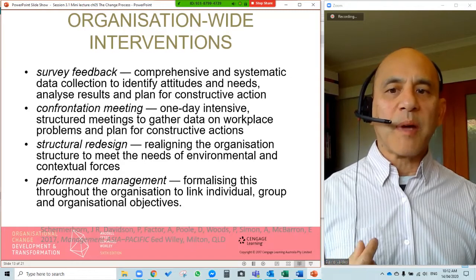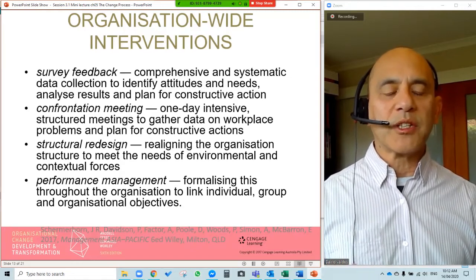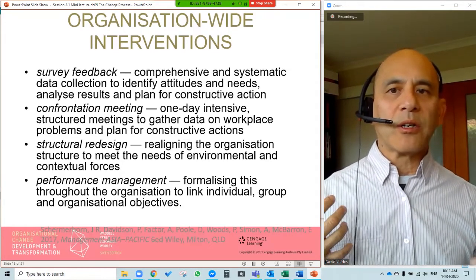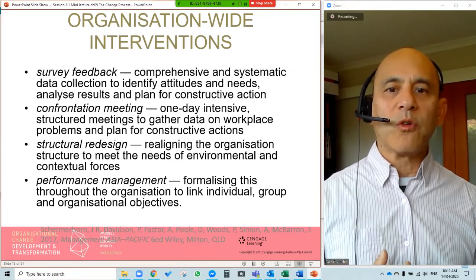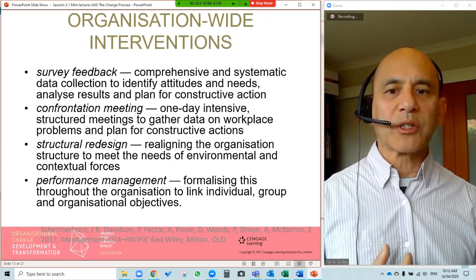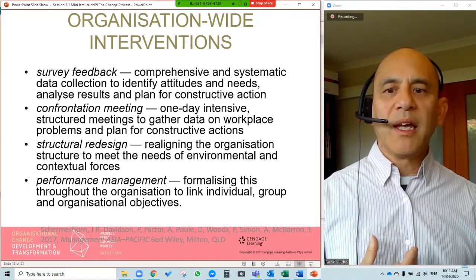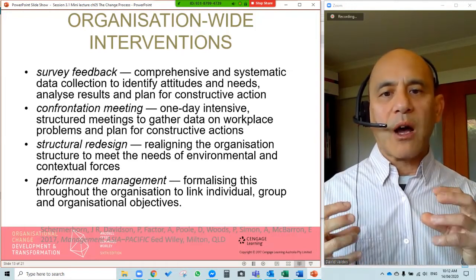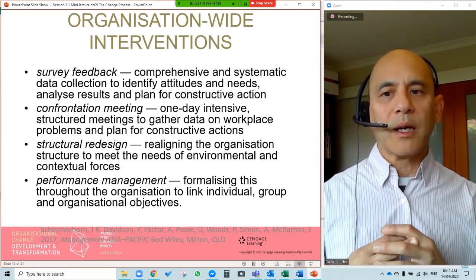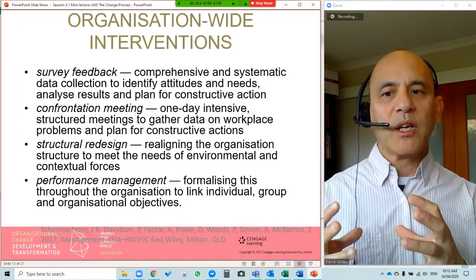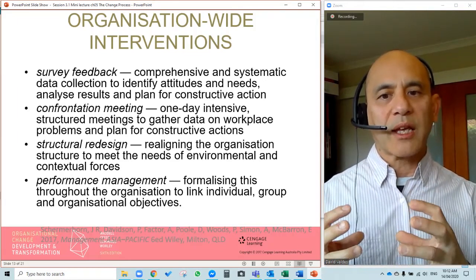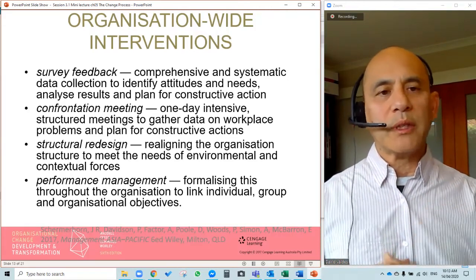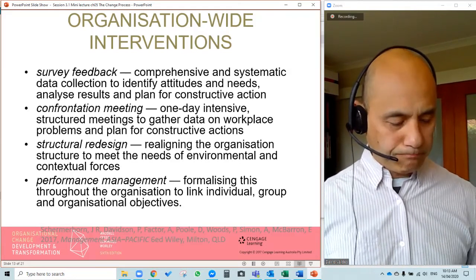And performance management. Another word for this is management by objective, so MBO. In this particular intervention, we formalize the way the organization works, and we link individual, group, and organizational objectives together. And then we try to figure out how each one helps another. So each person would have a set of objectives that that employee has to achieve in order to contribute to the higher organizational needs.